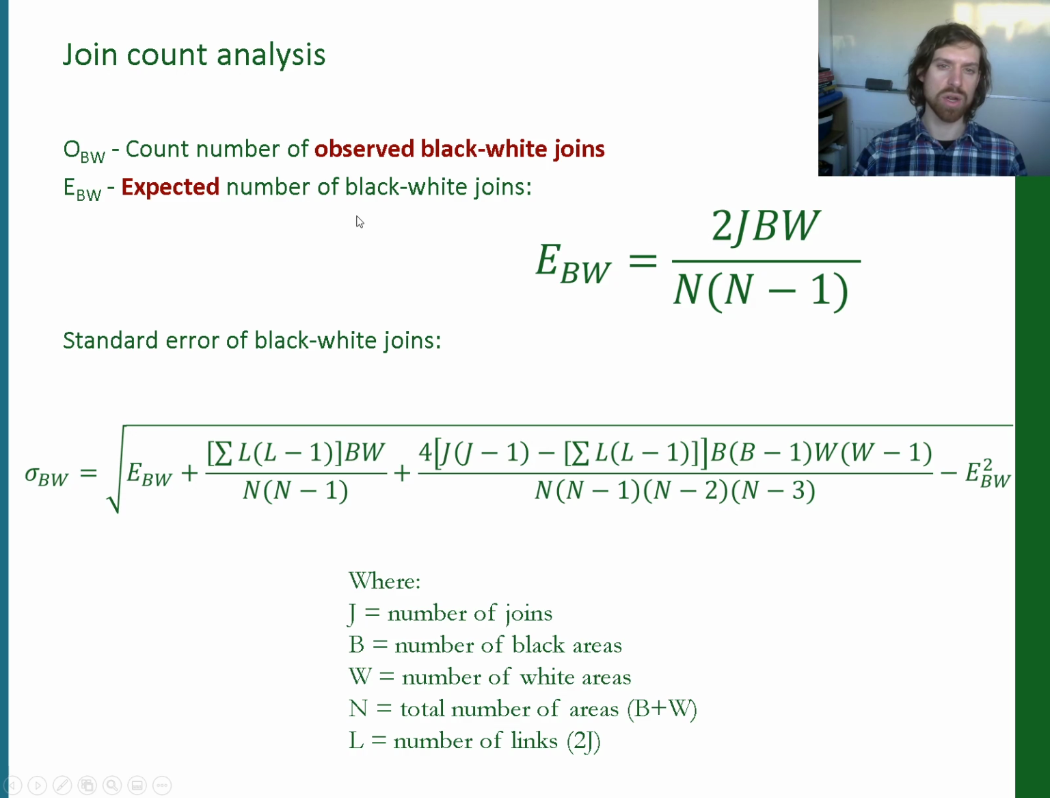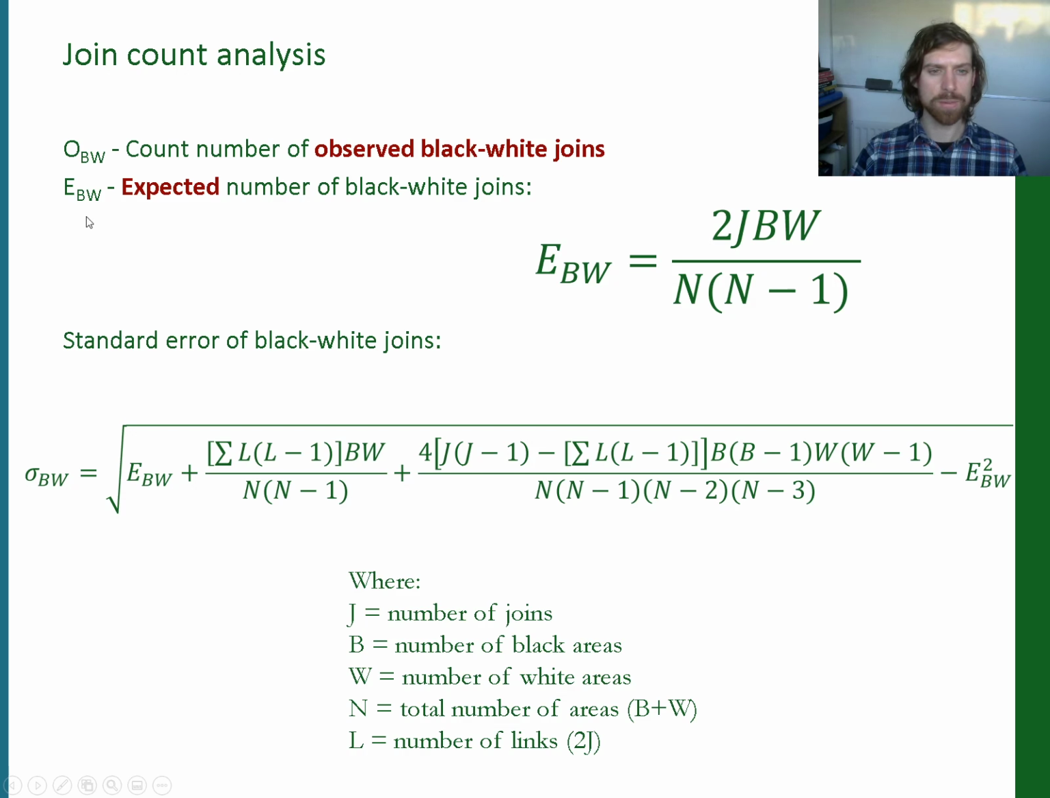How do we get the expected number of black and white joins? Well, the way that we do that is we run through this equation here. So EBW is equal to 2 multiplied by J, the number of joins, multiplied by B, the number of black areas, multiplied by W, the number of white areas, and then divided by N times N minus 1, the number of degrees of freedom. Okay, and that gives us this EBW. Hopefully that's not too scary, and you've done these calculations in the other classes with me, so this should be falling into place now. We'll run through this in this example, and also we'll calculate this within the laboratory that we're going to do. So that gives us the numerator for the equation.